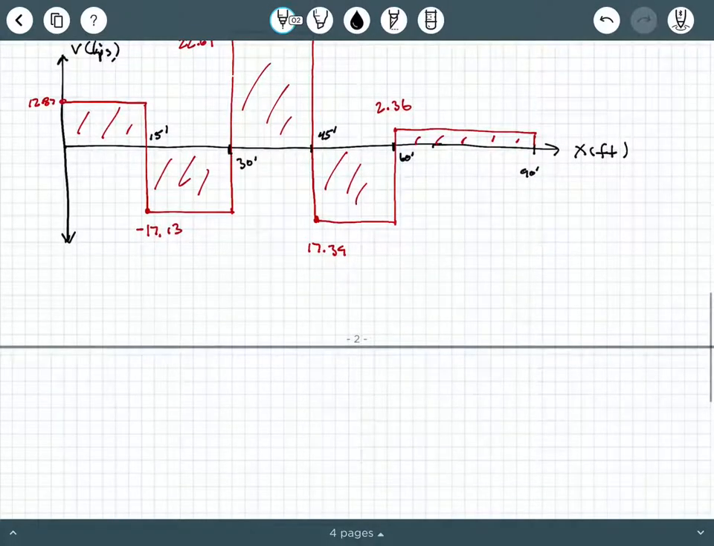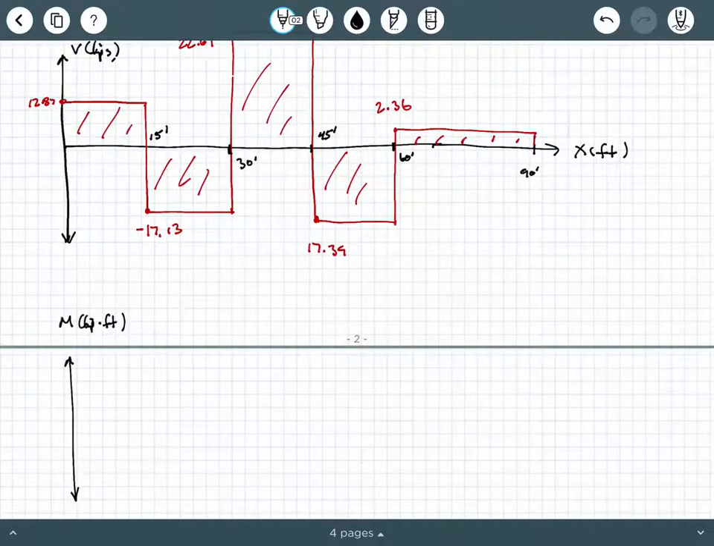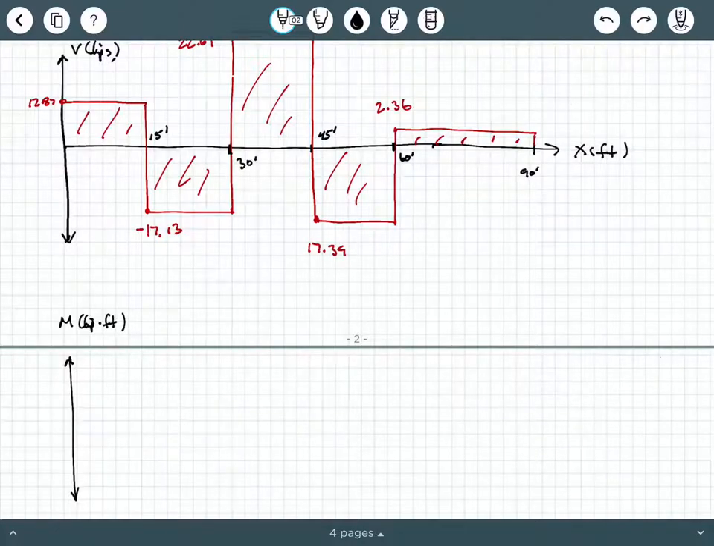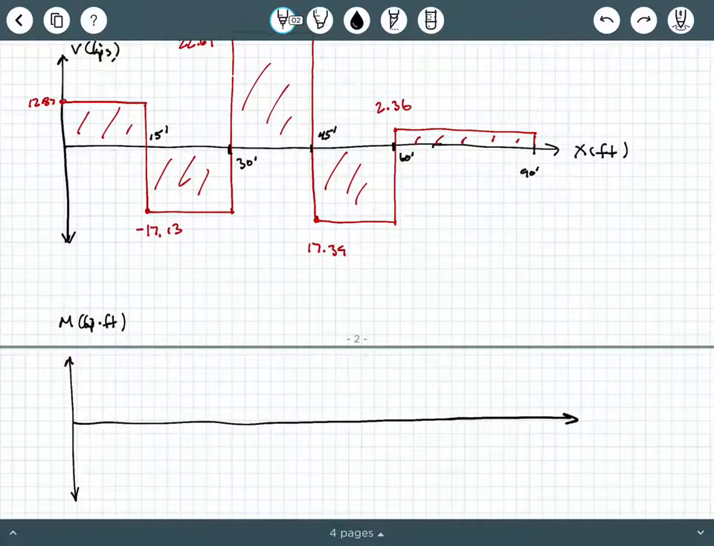Okay, now we're ready for the moment diagram. So the moment diagram, remember you have a non-zero moment at A. Kip feet, here we go. And we're gonna make this axis long. Ooh, that looks so ugly. I'm so sorry. It's actually quite hard to draw a straight line on this.